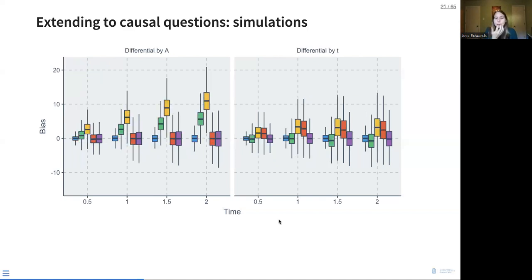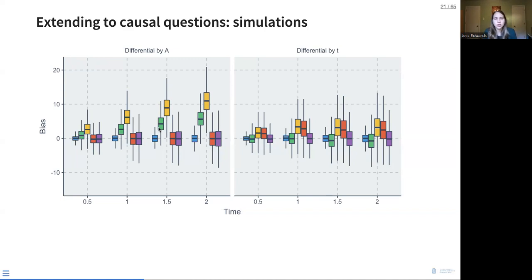And when we look now at simulations under differential misclassification, here by A and here by T, we see something interesting, which is why I wanted to highlight this. We see the naive approach is still biased, but more importantly, the approach that accounts for misclassification but assumes that it's non-differential has more bias than not accounting for the misclassification at all.